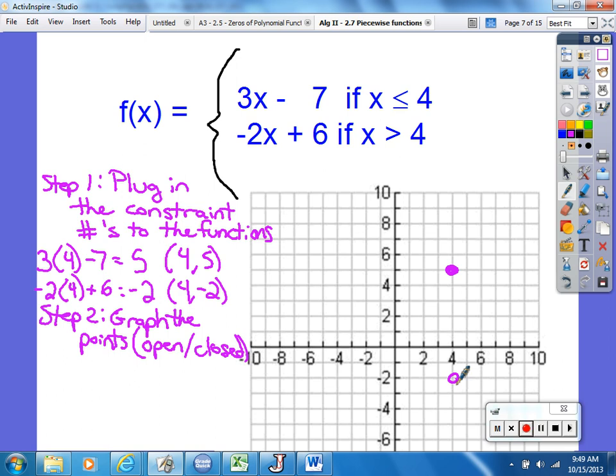So now I have 2 points on there. Okay, but if I drew a line through, technically the line would only be hitting the first one, right? Because that second one's an open one, so it doesn't actually count. Any questions so far on step 1 and step 2? Okay. Step 3.